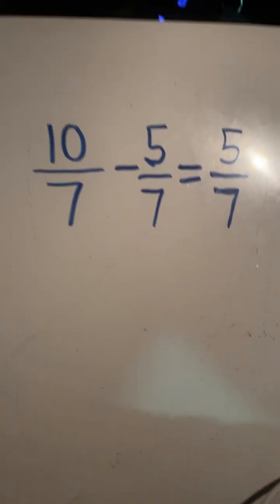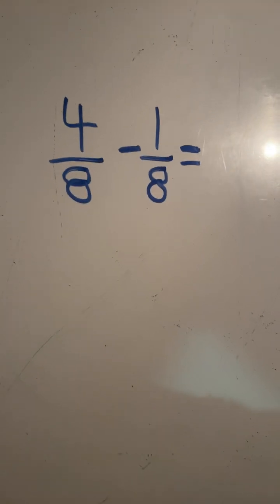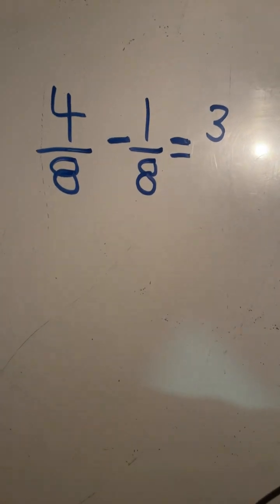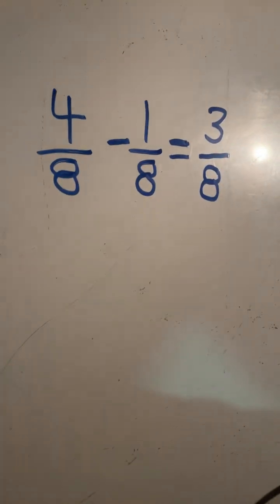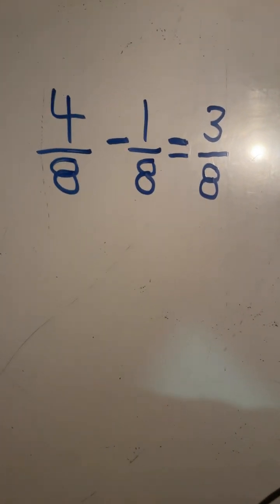All right, next example. I think I'm going to probably do 5 examples before the live stream is done. 4/8 minus 1/8. So 4 minus 1 equals 3. Because our denominator is 8 for both fractions, we're going to keep that the same. And we have our answer, 4/8 minus 1/8 equals 3/8. All right, moving on to example number 4.